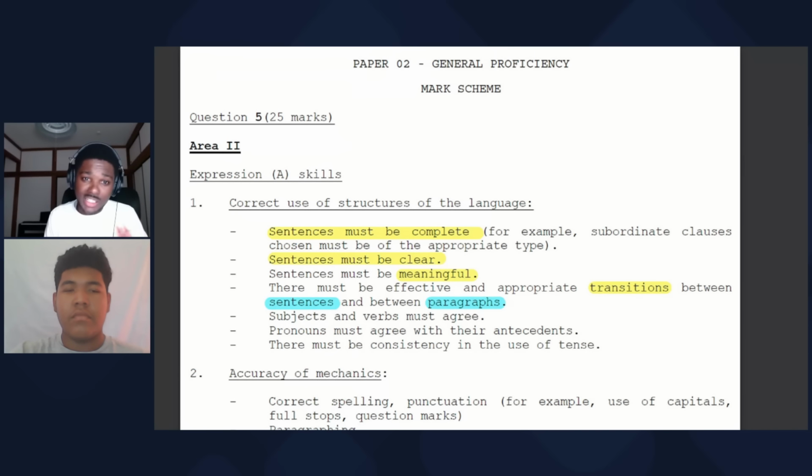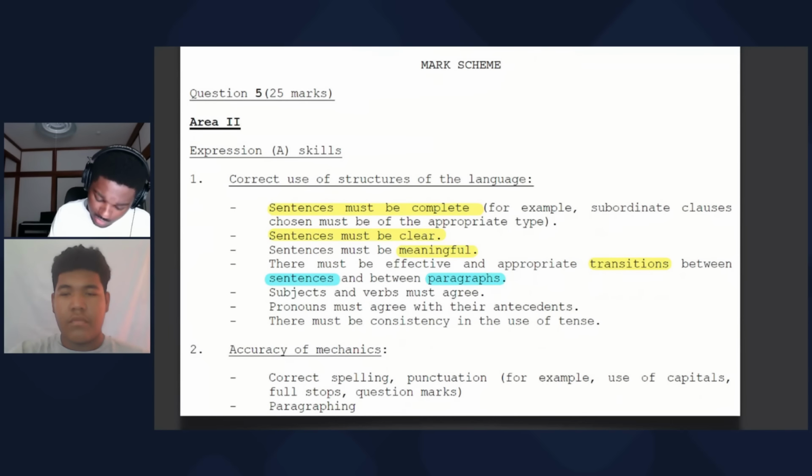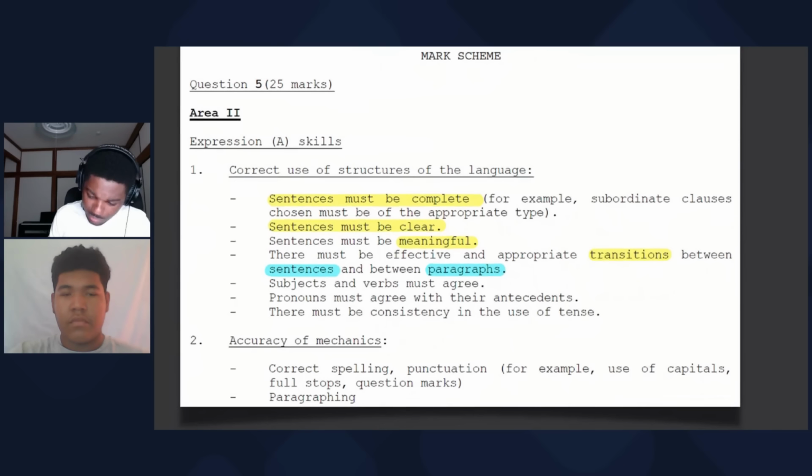I'm just giving you the outline of what CSEC is expecting. Right? And then we have the basic stuff, for example, subject verb agreement. It's a very basic grammatical thing.